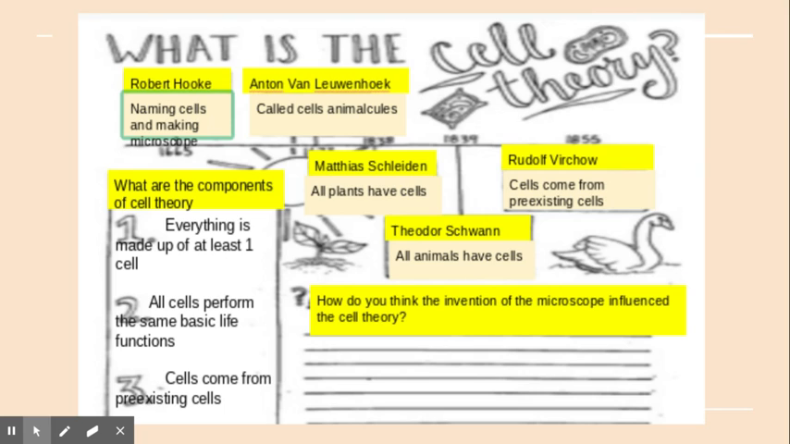and he called them animalcules. Matthias Schleiden discovered that all plants have cells. Theodor Schwann, all animals have cells. And Rudolf Virchow, he's the one that said, yeah, every living thing has cells, and they come from pre-existing cells. Cells come from pre-existing cells, just like plants come from pre-existing plants.